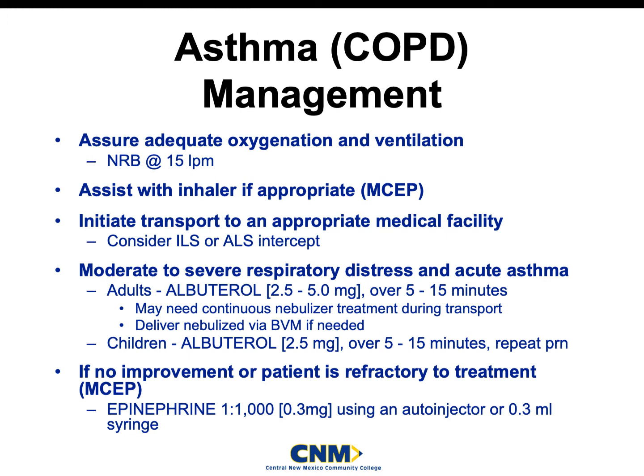You can deliver albuterol through a nebulizer, but you can also use the nebulizer with the BVM. You can use the nebulizer with the CPAP in order to help really try to get that medication as far down into the lungs as we can get. The children's dose for albuterol is basically cut in half, so it's 1.25 to 2.5 milligrams with a max dose of 5. Okay, and you guys can repeat that every 5 to 15 minutes as needed.